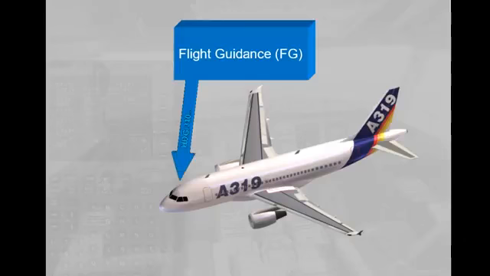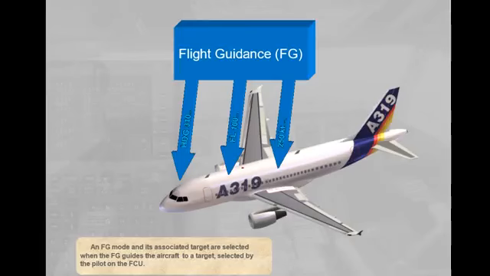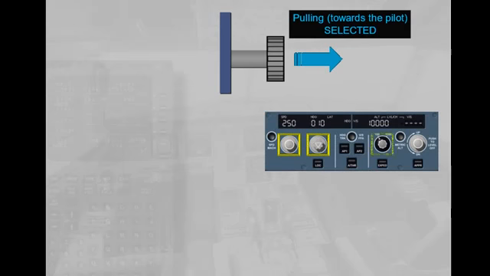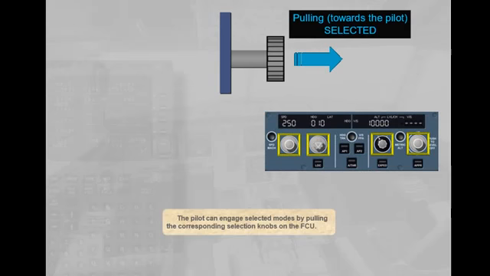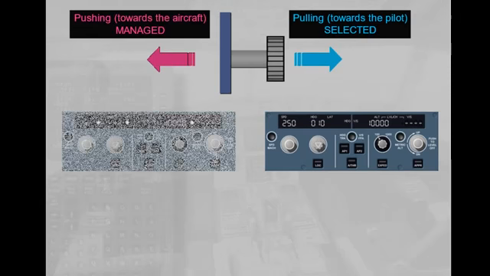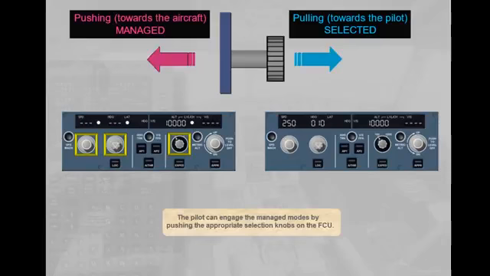An FG mode and its associated target are selected when the FG guides the aircraft to a target selected by the pilot on the FCU. In this example, heading mode is the selected lateral mode and open descent is the selected vertical mode. The pilot can engage selected modes by pulling the corresponding selection knobs on the FCU. The pilot can engage the managed modes by pushing the appropriate selection knobs on the FCU.